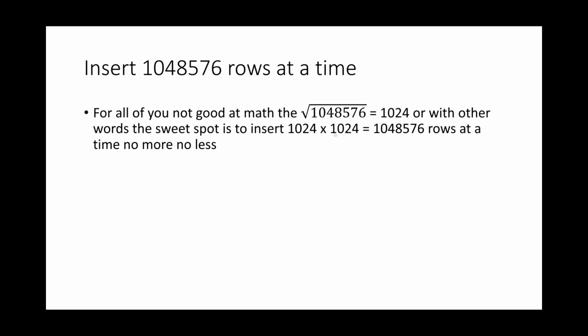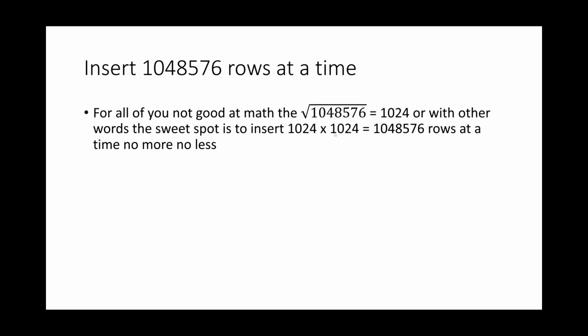So what we learned is that we should insert 1,048,576 rows at a time. This looks like a very odd number unless you're a math genius and can immediately guess the square root of this, which is 1,024. So someone at Microsoft decided 1,024 times 1,024 is an awesome number for computers, not so much for human beings. Inserting 1,048,576 rows at a time is a good idea. Not more, not less. And this is the strange thing.